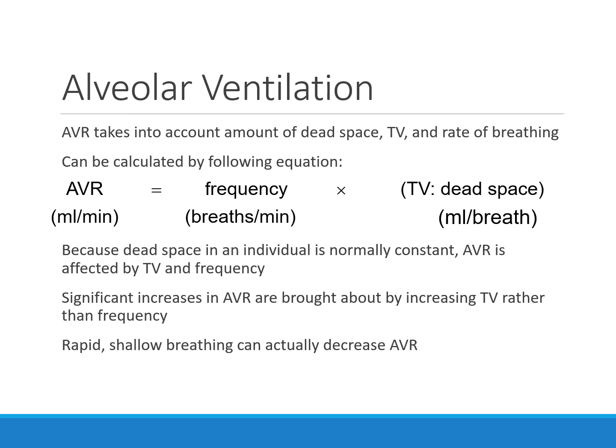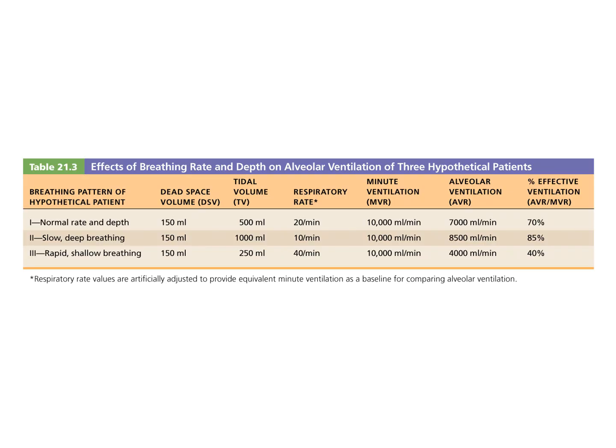The alveolar ventilation rate takes into account the amount of dead space, the tidal volume, and the rate of breathing, and they show you how that is calculated. It's the number of breaths times the tidal volume minus the dead space. And so that's how they calculate AVR. Dead space in an individual is normally consistent, so pretty much everybody has the same dead space. The AVR is affected mostly by tidal volume and frequency. If you have a significant increase in the AVR, that's brought about by an increase in the tidal volume rather than the frequency. Rapid shallow breathing can actually decrease your alveolar ventilation rate.